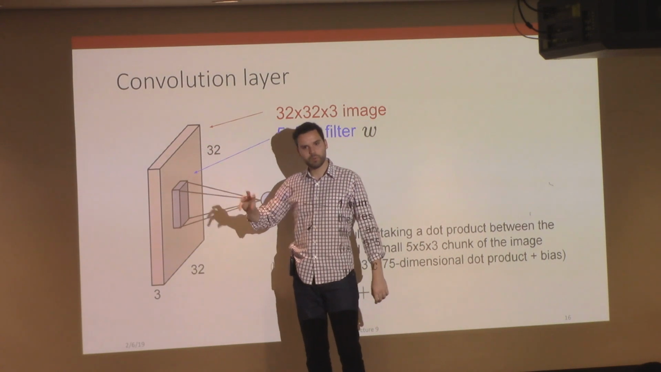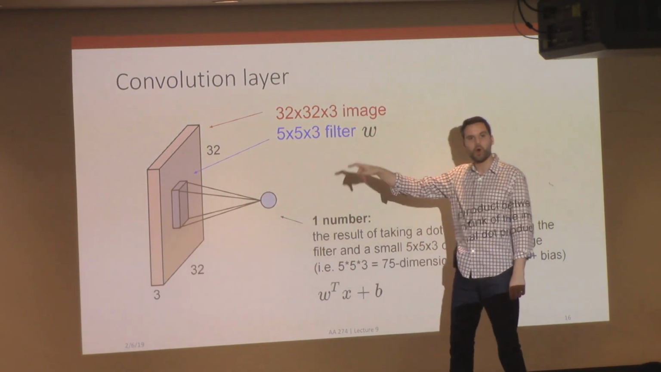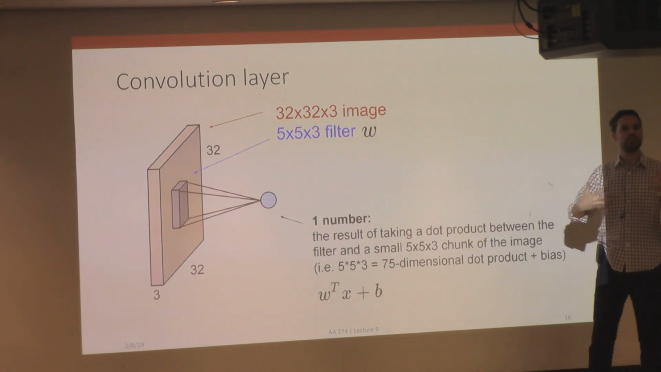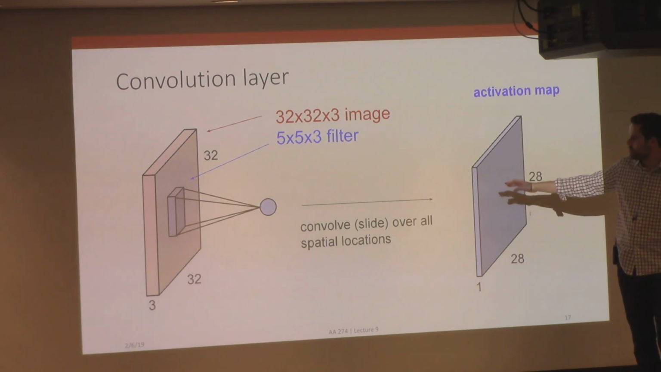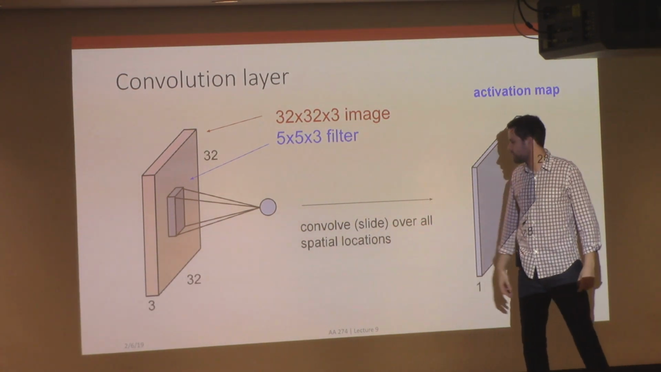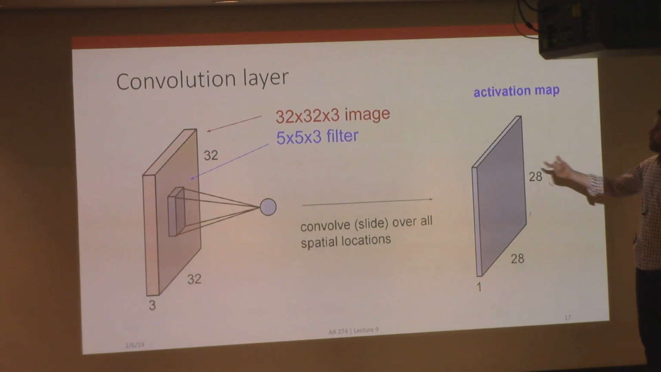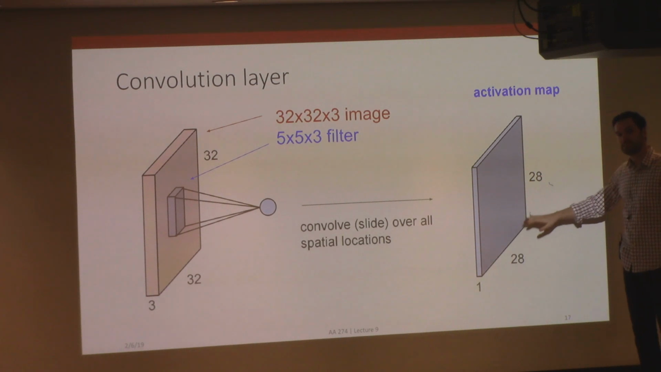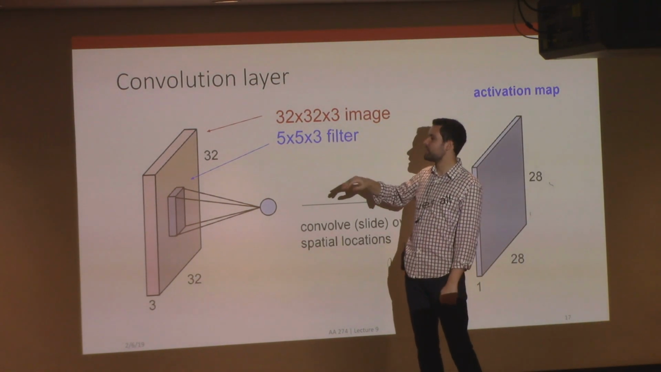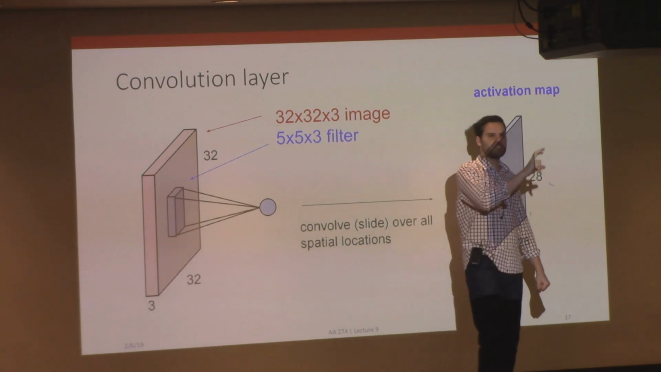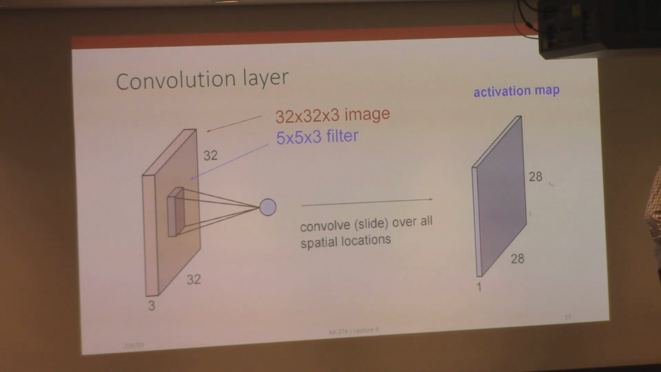So you're doing this Wx plus b all over the input image. You're doing this sliding window all over the input image, but the key here is that you're using the same weights for all of those. This is how we exploit the spatial locality that images have. When we slide over all the spatial locations and get this output value, we obtain an activation map. The size of the map depends on the size of your image, the size of your filter, and some parameters about how you move across the image. We'll talk about this, don't worry about it.